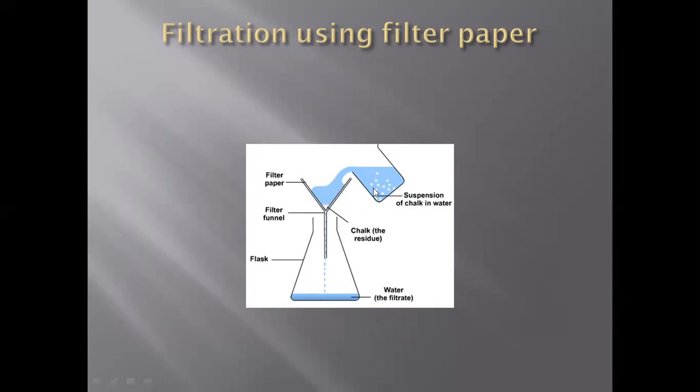Now what is observed is that the chalk is unable to pass through the filter paper, whereas the water is able to pass through the filter paper, and it is collected in the flask. So the chalk which is left on the filter paper is said to be the residue, and the water which has been collected in the flask is said to be the filtrate.